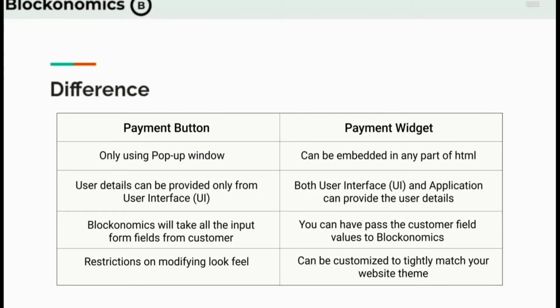So, payment widget is nothing but an HTML element which can be embedded in any part of our HTML code. The payment widget element consists of three main things: the Bitcoin value and the Bitcoin address to which it should be transferred, and then the time limit. As you can see, the difference between the payment button and the payment widget is shown on the screen. The payment widget provides us more flexibility in terms of design and customer fields than the payment button.